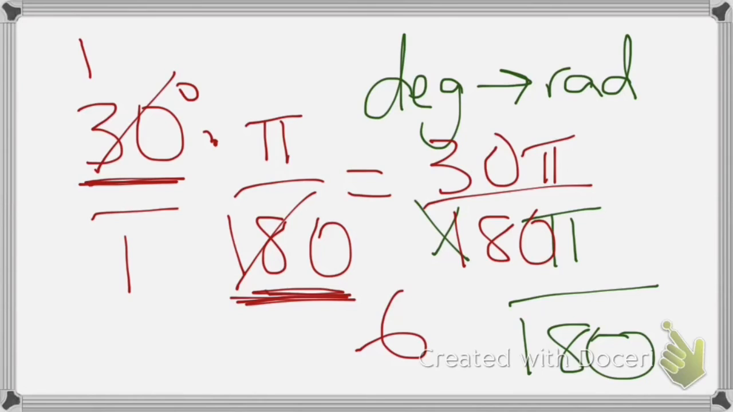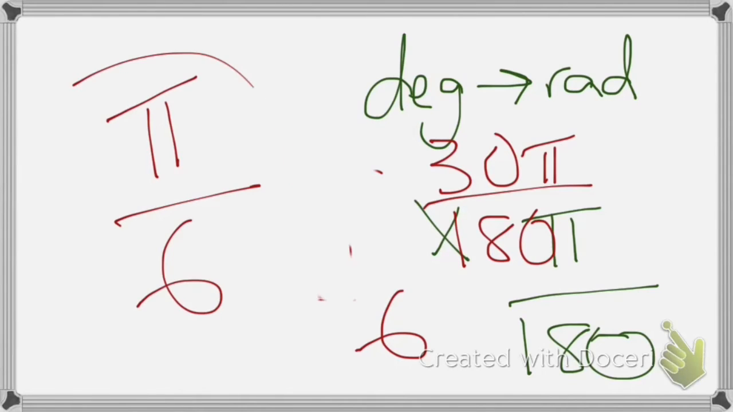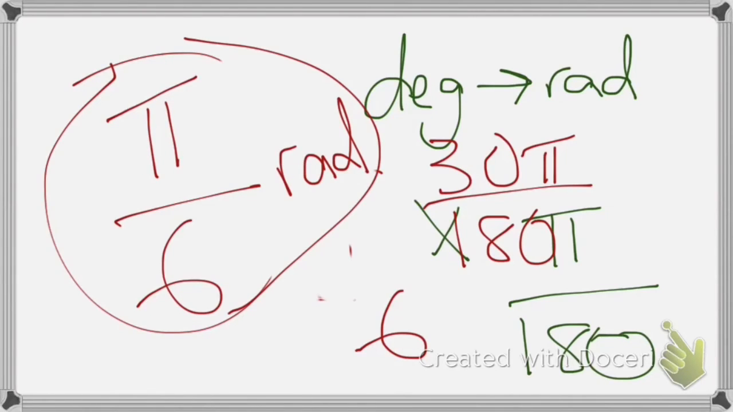So 30 pi over 180 simplifies to 1 pi over 6. And so what we would say here is that, remember we were talking about 30 degrees, so 30 degrees is pi over 6 radians. So pi over 6 is a radian measure.